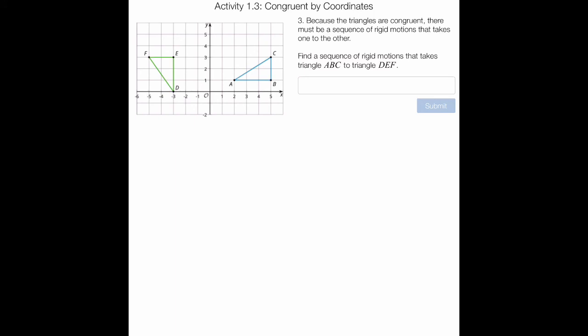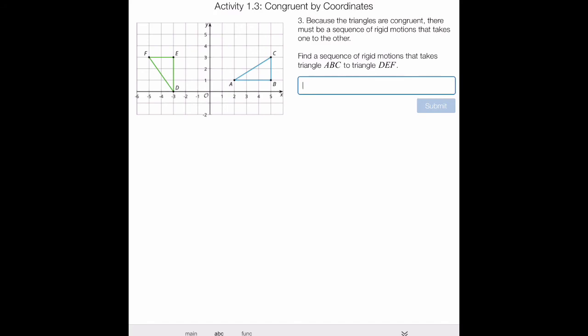Number 3, because the triangles are congruent, there must be a sequence of rigid motions that takes one to the other. So remember that if two triangles are congruent, that must mean that there exists some kind of sequence to get one triangle to lay right on top of the other one. So what that question is asking you here is find that sequence of rigid motions that takes ABC onto DEF. So describe to me in descriptive steps.